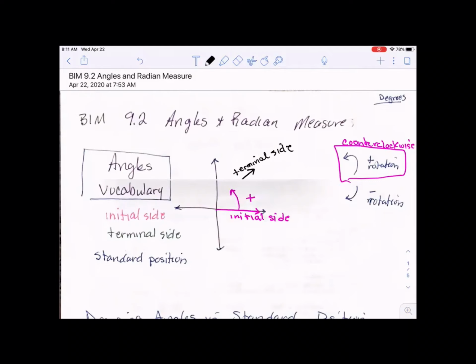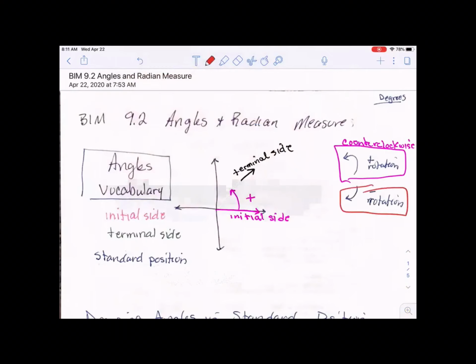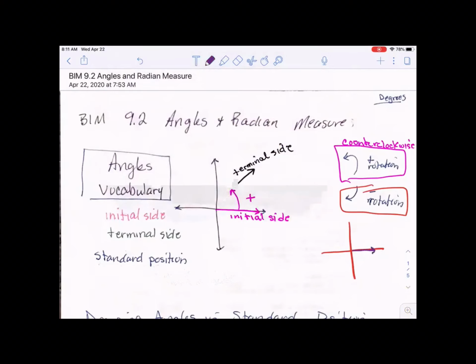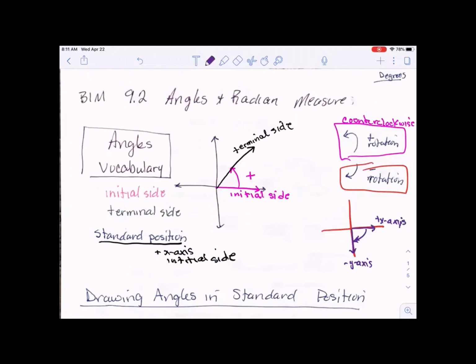If we have a negative angle, let's change colors. If I'm going to do a negative rotation, then I'm still going to start in my standard position. Purple and red, that's kind of weird. There's my standard initial angle, and then the negative rotation, I'm going to go this direction. So if I drew this angle right here that started on the positive x-axis and ended on the negative y-axis, then I would say that this has a negative 90-degree angle.